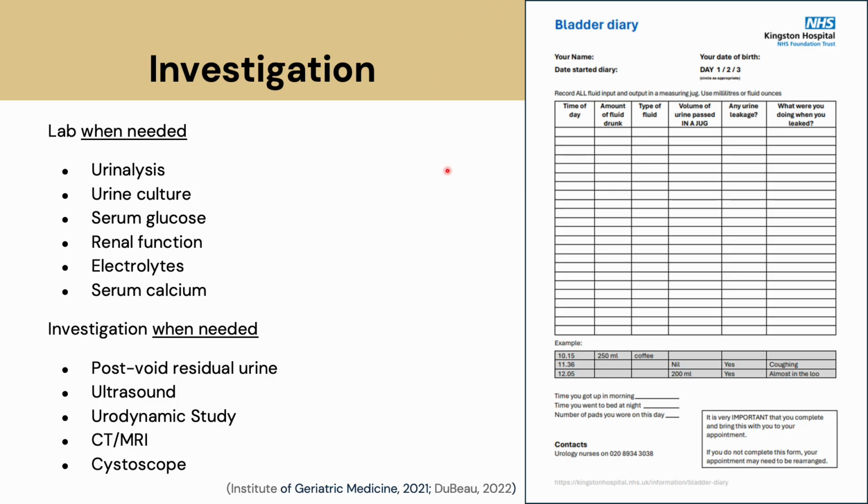Another simple but very useful tool is the bladder diary. Patients are asked to record fluid intake, voiding times and volumes, episodes of urinary leakage, urgency, pad use, and nighttime voiding, for at least 3 days. It helps us identify the pattern and severity of urinary symptoms, distinguish different types of UI, monitor treatment response, and engage patients in their own care.